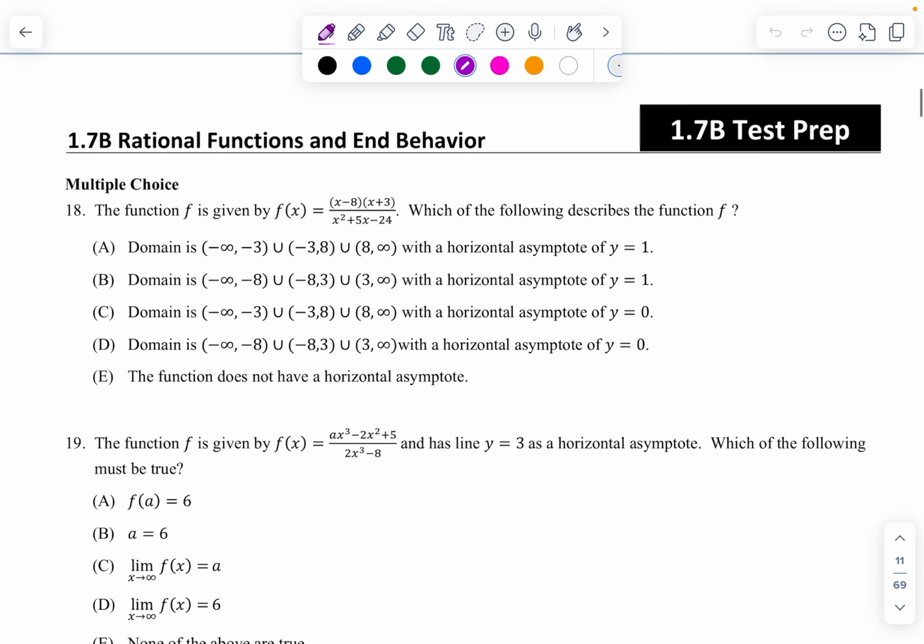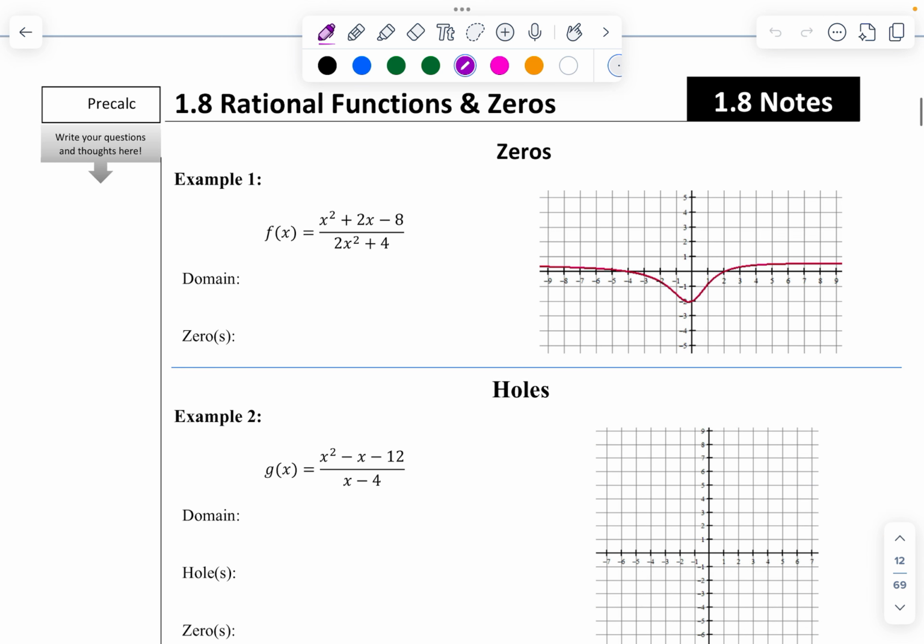Hey guys, let's go ahead and start with our section 1.8 notes. We're talking about rational functions and zeros. We're also learning something a little bit new today. So we're talking about zeros and holes.